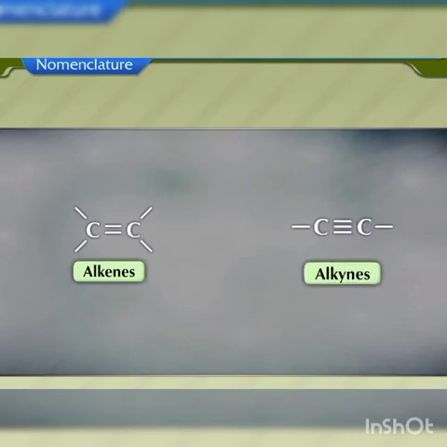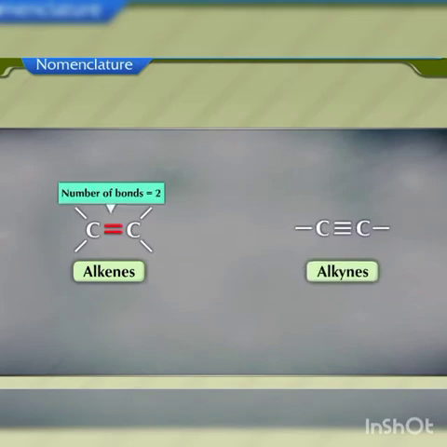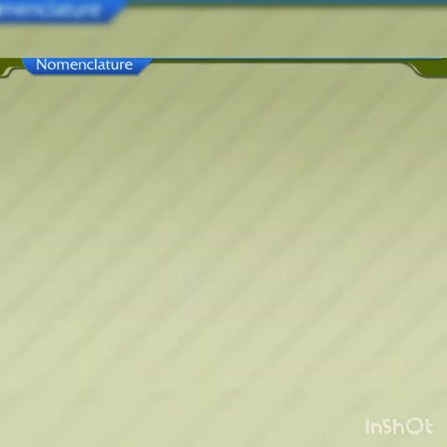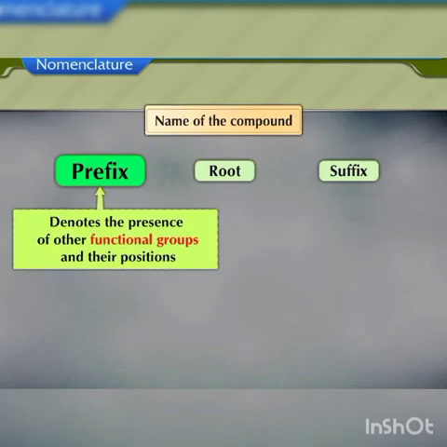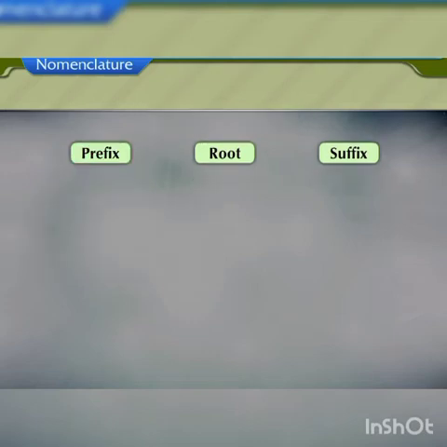The number of bonds present between any 2 adjacent carbon atoms in alkenes is 2. The number of bonds present between any 2 adjacent carbon atoms in alkynes is 3. Next is the prefix. The prefix denotes the presence of other functional groups and their position. Let us name a few compounds using the root, prefix and suffix terminology.